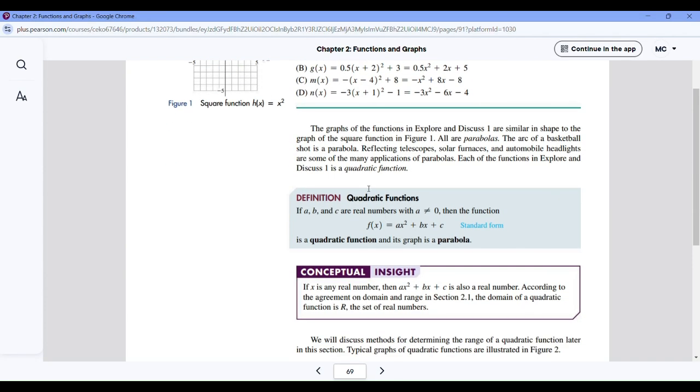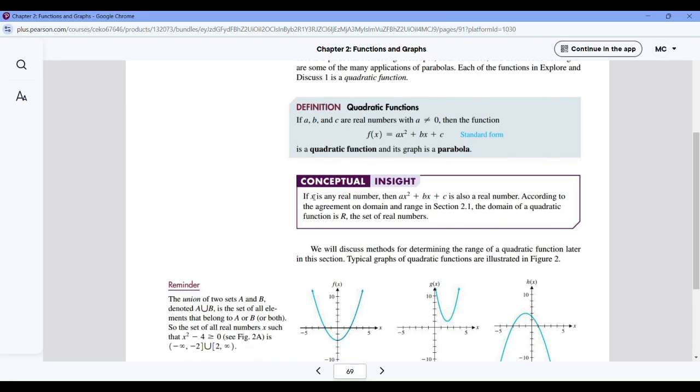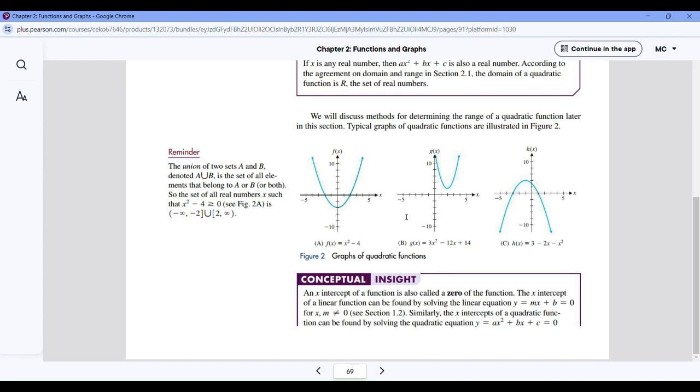Alright, so here a quadratic function has a, b, and c as real numbers where a cannot be equal to 0, because then it would be a linear function, where it's ax squared plus bx plus c. It's called a parabola. If x is any real number, then ax squared plus bx plus c is also a real number, according to the agreement on the domain and the range. So here, any number that you plug in will have a value.